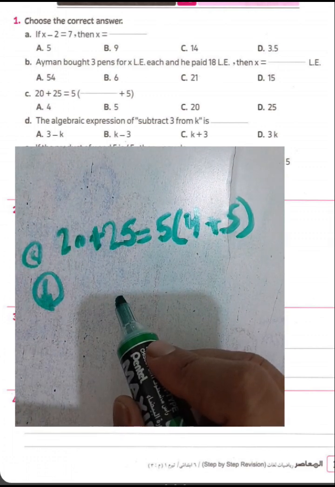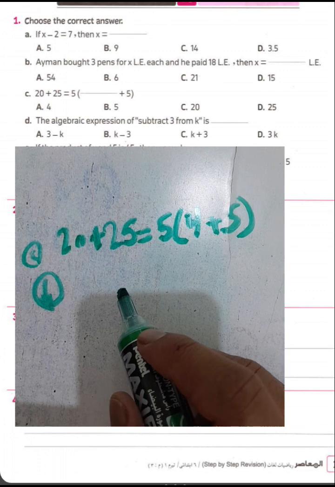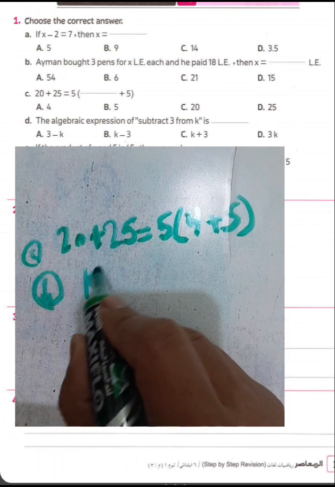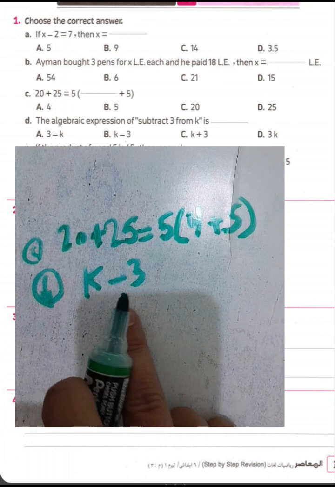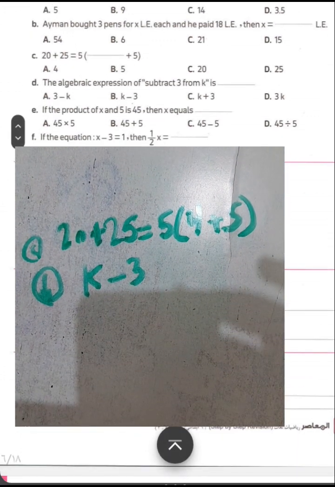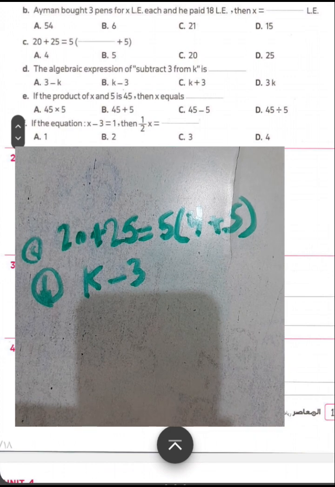The algebraic expression of subtract 3 from k. Write k first, and then subtract, meaning minus 3: k minus 3. Choose letter B. Question letter E.